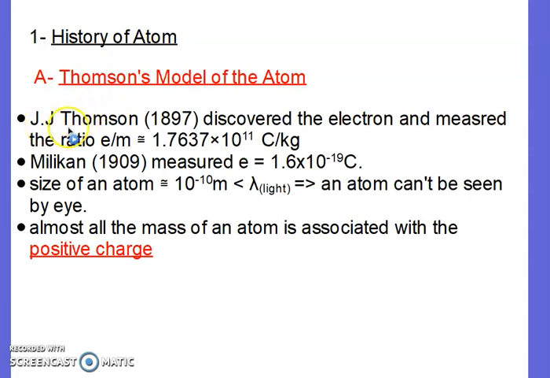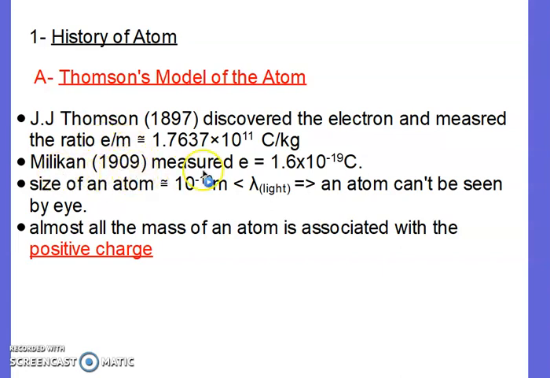first, Thomson in 1897 discovered the electron and measured the ratio of the charge of the electron to its mass, approximately 1.7637 times 10 to the power 11 coulomb per kilogram. And of course, this number is negative, okay? But this is a magnitude, e, an absolute value.